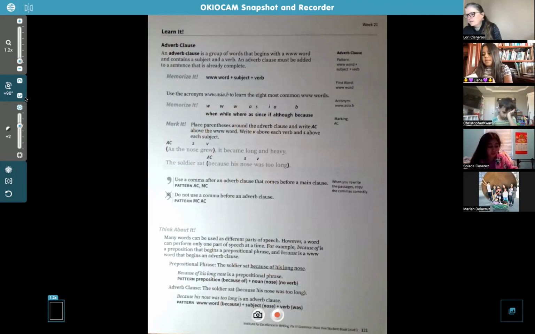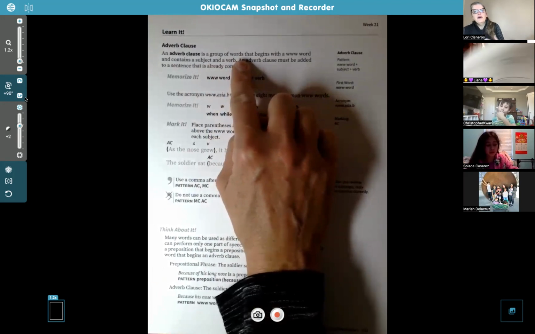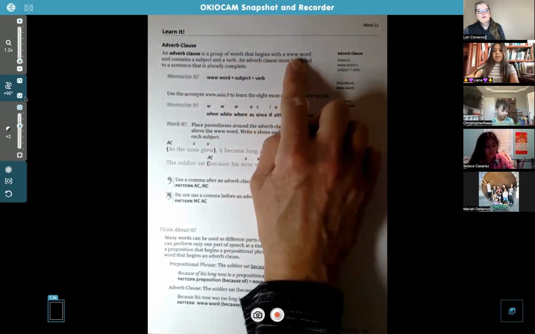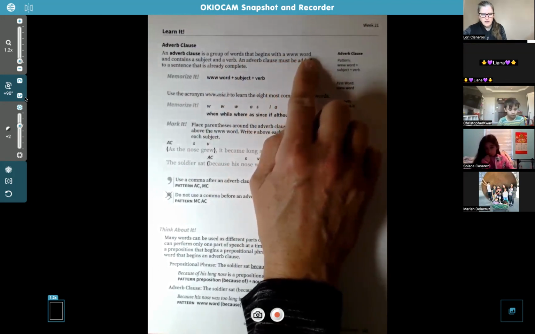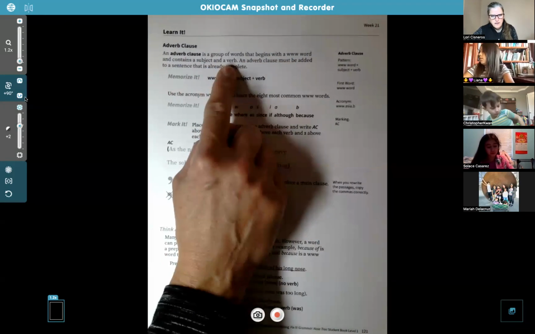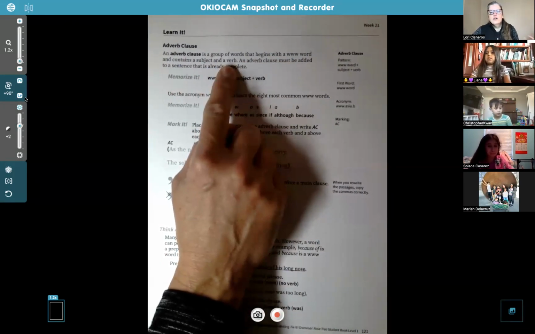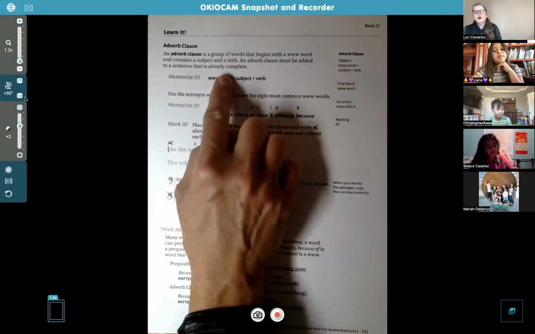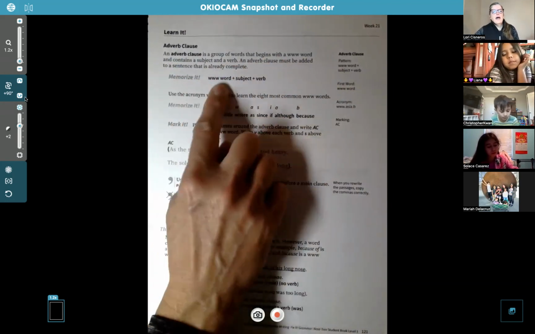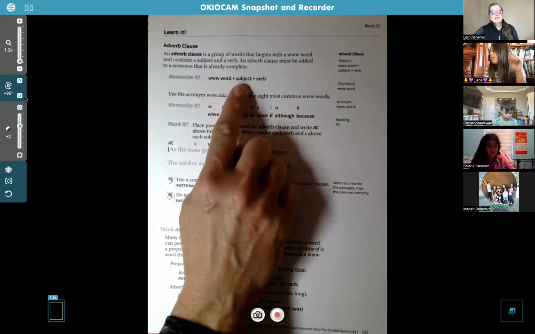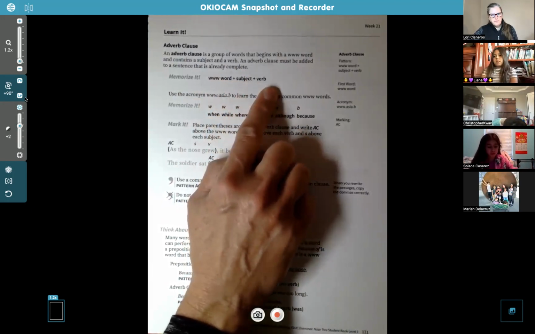Now, an adverb clause is a group of words that begins with a WWW word. I know that sounds weird, but I'm going to tell you what that means. And it contains a subject and a verb. Always, clauses have verbs, always, okay? An adverb clause must be added to a sentence that is already complete. Here's the pattern right here. It says WWW word plus subject plus verb.